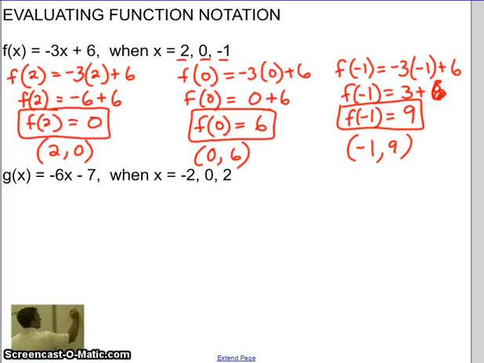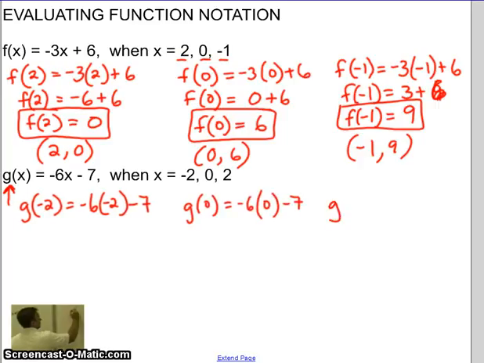Alright, along with f of x, we have g of x. We could use any letter to write in our function. Mostly you'll see f of x because that's function notation. You can have any letter here as a variable, where g could represent groceries or whatever letter might start with what you're dealing with. So g of x, we're going to evaluate it when x is negative 2, when x is 0, and when x is 2.